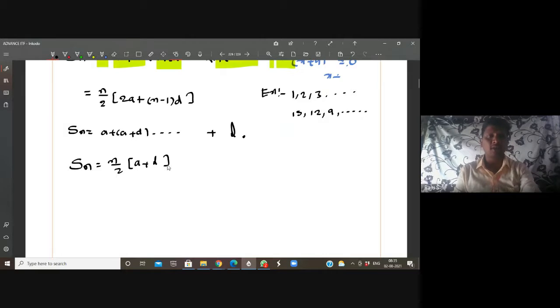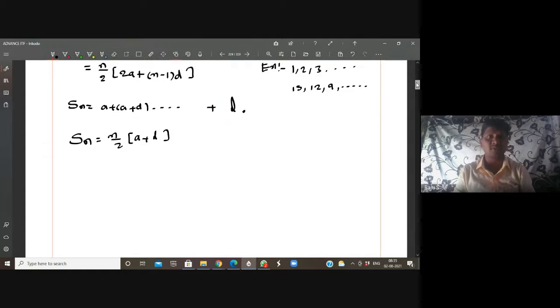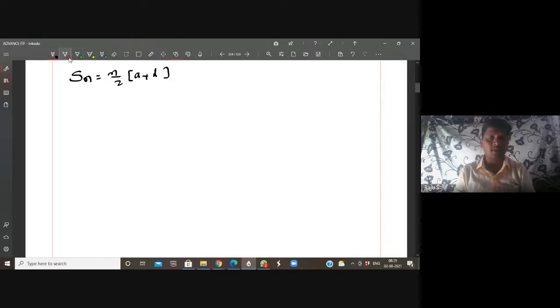Here you have to remember some properties of arithmetic progression. This will be very helpful in solving OBT problems. So what are the properties of arithmetic progression? The first one is, if each term of an AP, arithmetic progression, is either increased or decreased or multiplied or divided by the same non-zero number, the resulting sequence also will be in AP.